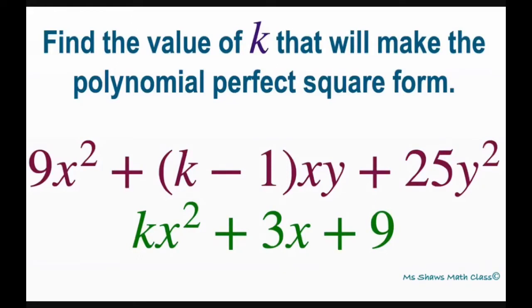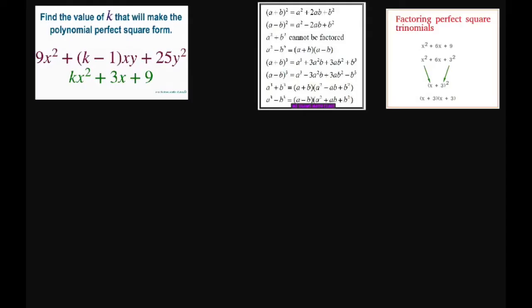Hi everyone, we're going to find the value of k that will make each of our polynomials a perfect square trinomial. Basically, to be a perfect square trinomial, it needs to look like one of these. Since we already have our first term and our last term, we can take this as 3x squared and this part here as 5y squared. This means this is your A and this is your B.